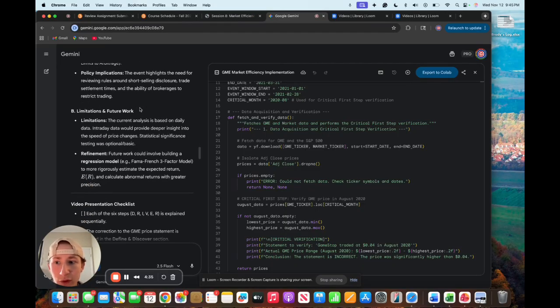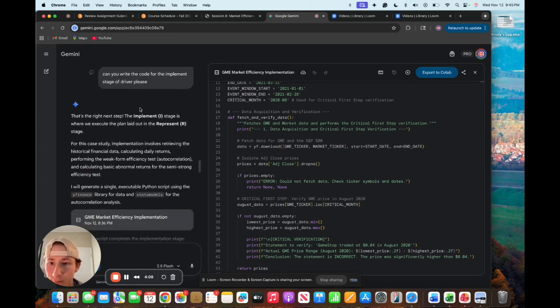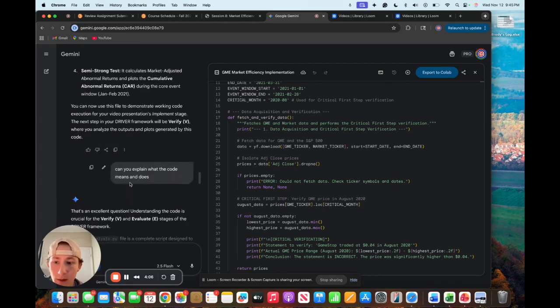So, limitations and future work. Some limitations: the current analysis is based on daily data. Intraday data would provide deeper insight into the speed of price changes. Statistical significance testing was optional, so it's basic here. The refinement future work could involve building a regression model to more rigorously estimate the expected return and calculate abnormal returns with greater precision. That's about it.